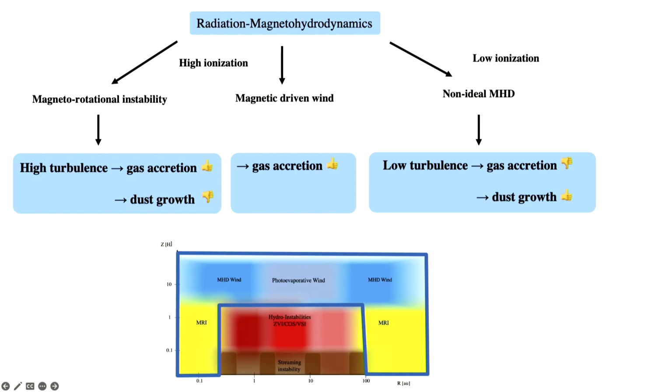For the non-ideal MHD layers, we think that these present only a low turbulence level, and they really cannot help for the gas accretion, but it's good for the dust growth.